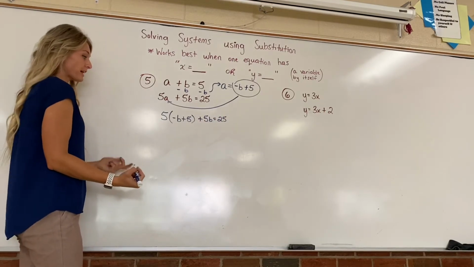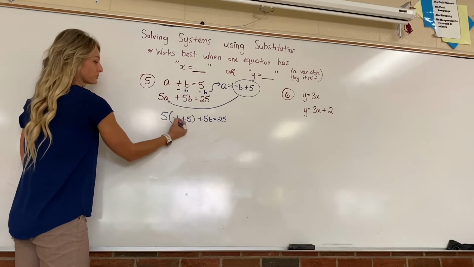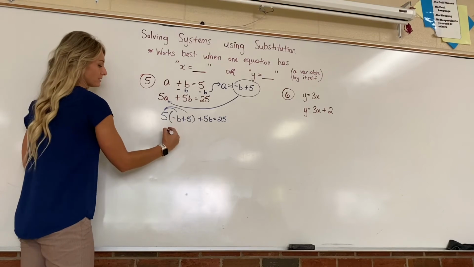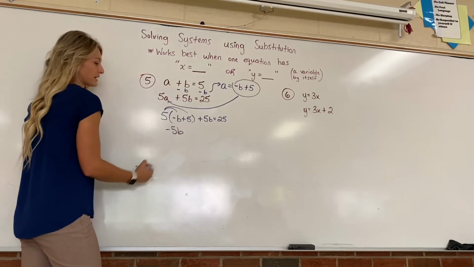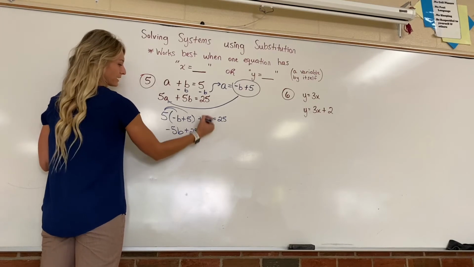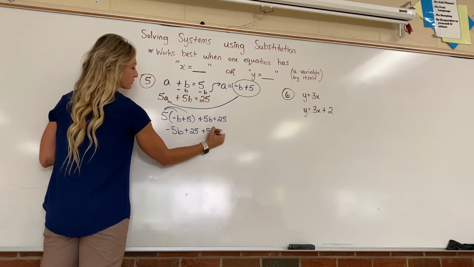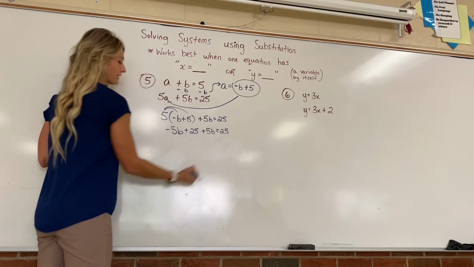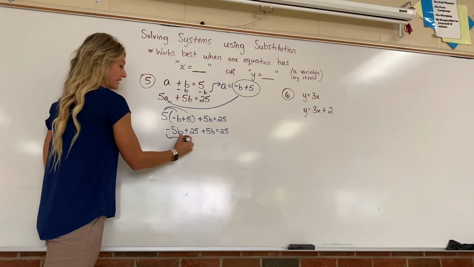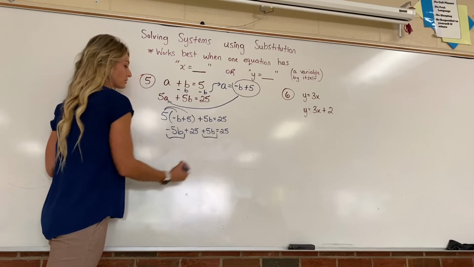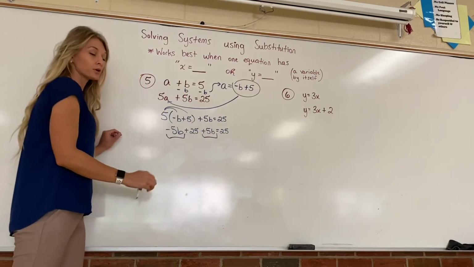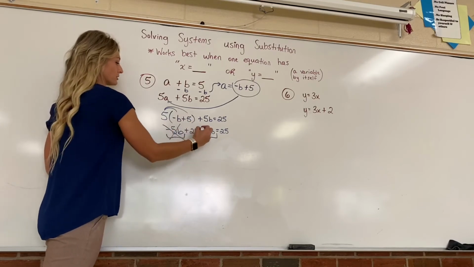Then I just simplify. I've got a 5 outside of these parentheses, so I have to distribute it. So it'd be 5 times -b, which is -5b. And then 5 times 5 is +25, and then I bring down the rest of my equation. Okay, then I've got to combine like terms. So my negative 5b and my 5b will combine, and notice negative 5 plus 5 is 0. So those actually go away.